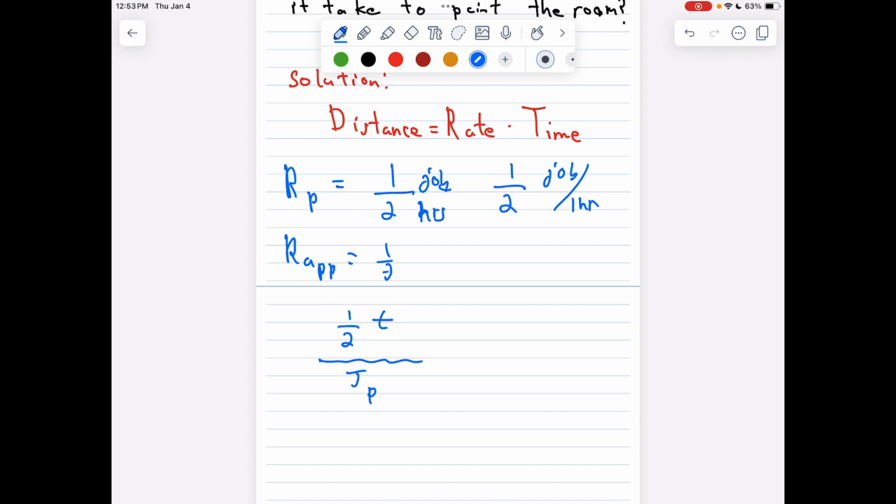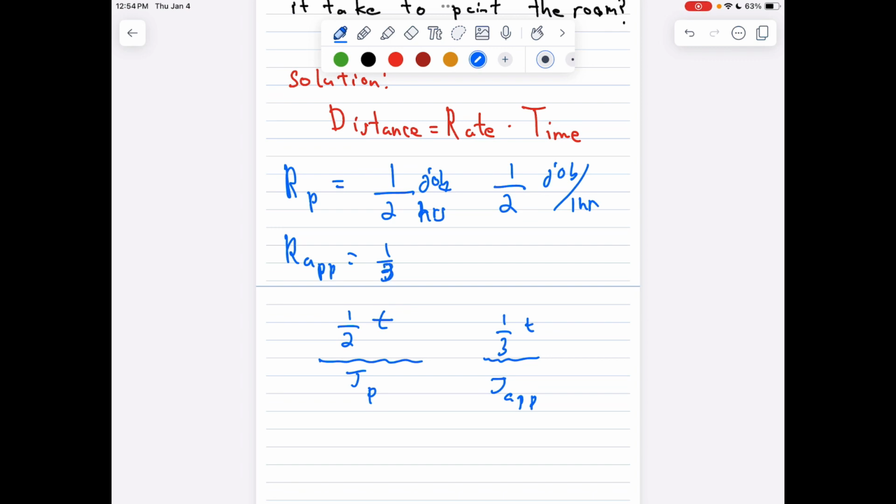Okay, so if the painter has been working for, say, 45 minutes, then 1/2 times that time, 45 minutes, you have to convert it to hours. We're just talking about hours here. That would tell you how much of the job has been done. So the same thing for the job done by the apprentice. That'd be 1/3 T, because it's 1/3 of a job per hour.